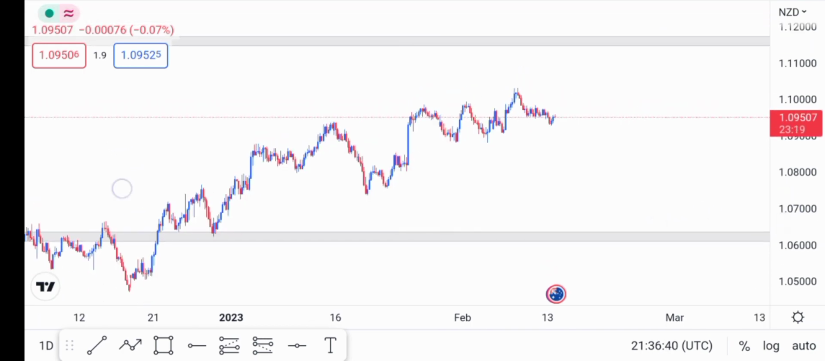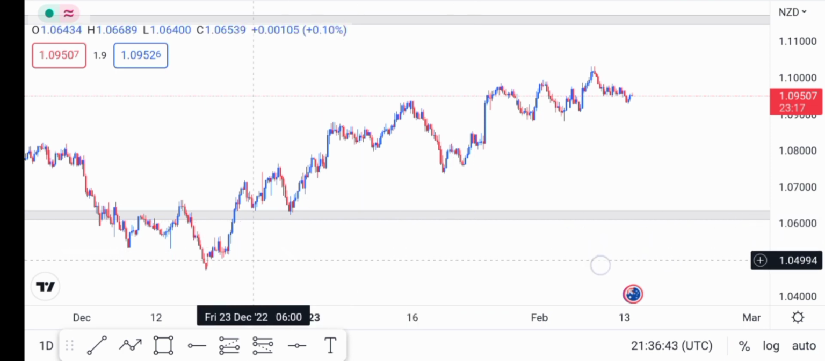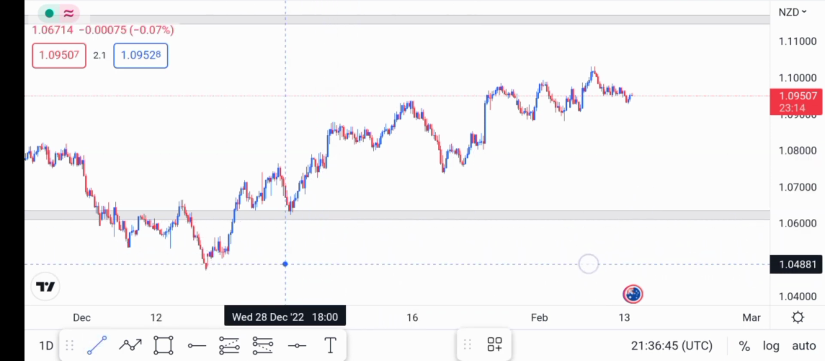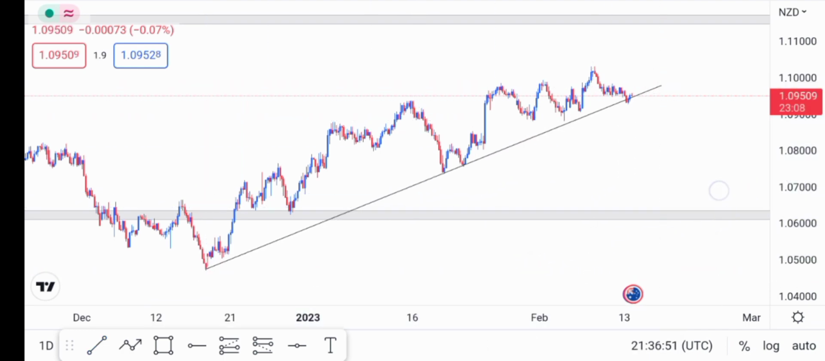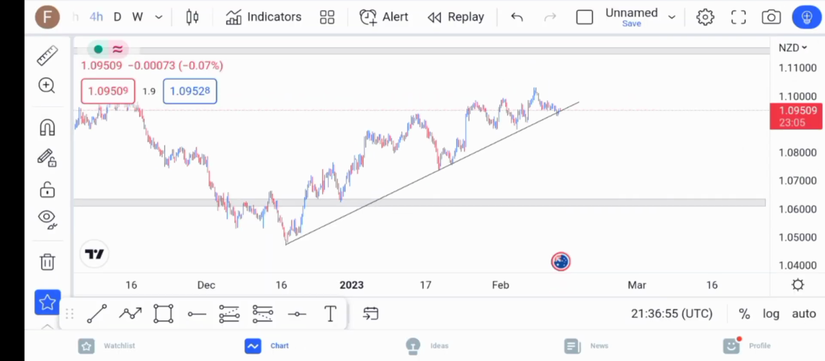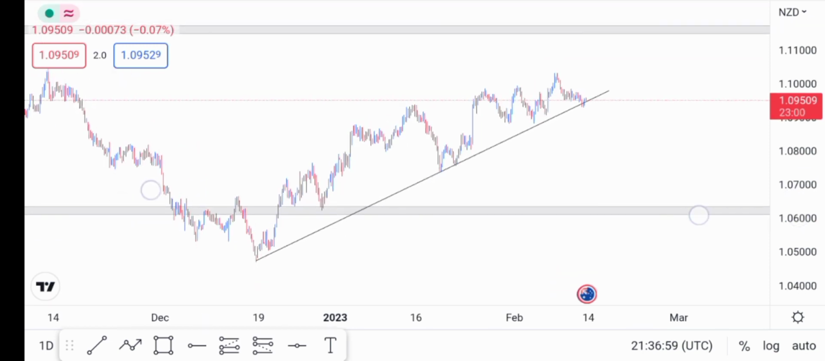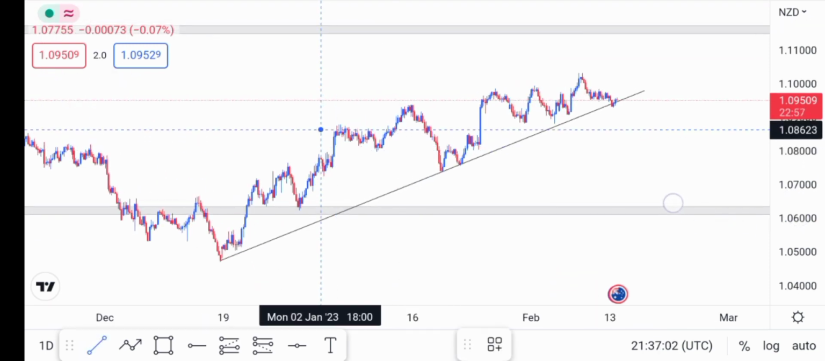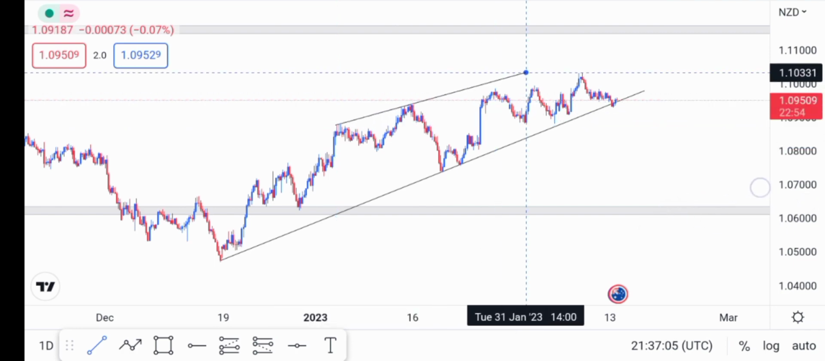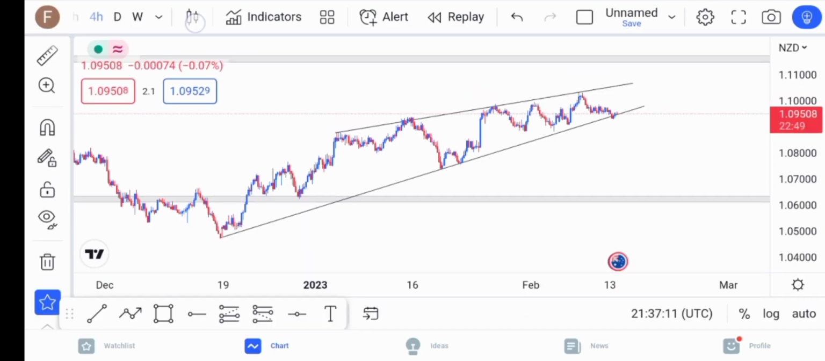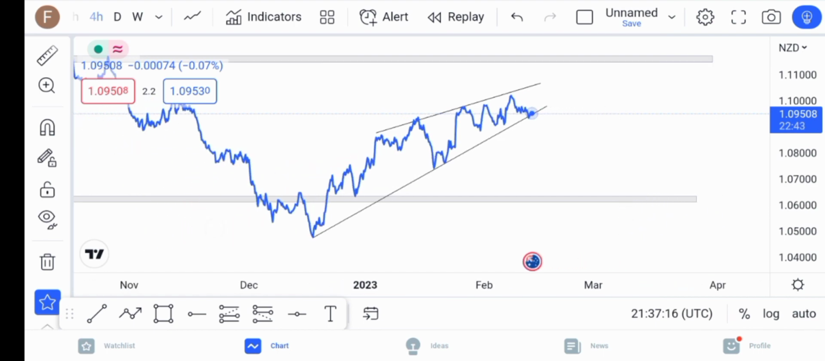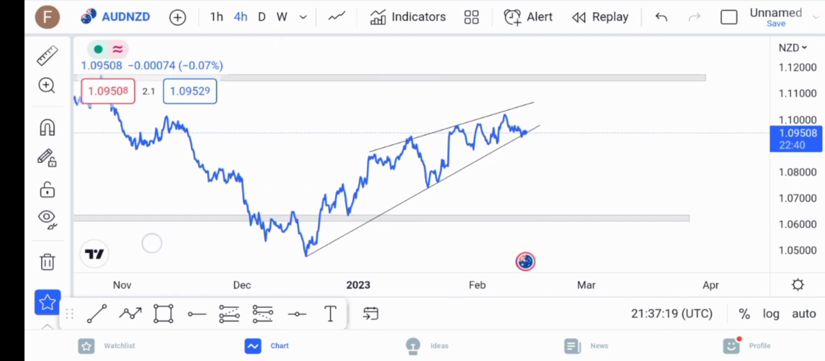Looking from this point right over here, this is our lowest low. I'm going to start drawing my trend line from that point on the 4-hour time frame. So we have this beautiful pattern right over there, and I'm going to cater for the upper side as well, starting from this area, going up until there. I'm just using the body of the candlestick, as you can see on the line chart. So this is what you have on the 4-hour time frame on AUD NZD.